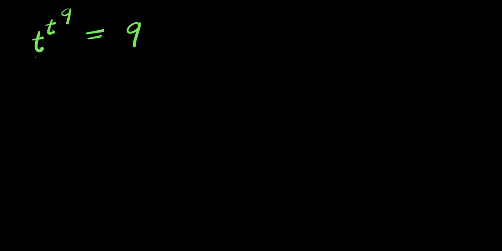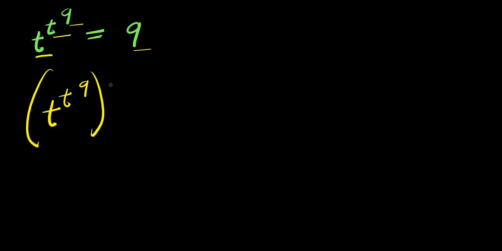Hello, to solve t^9 = 9, we are solving for the value of t that satisfies this equation. So we start by raising each part of this equation to the power of 9, that is (t^9)^9 = 9^9.